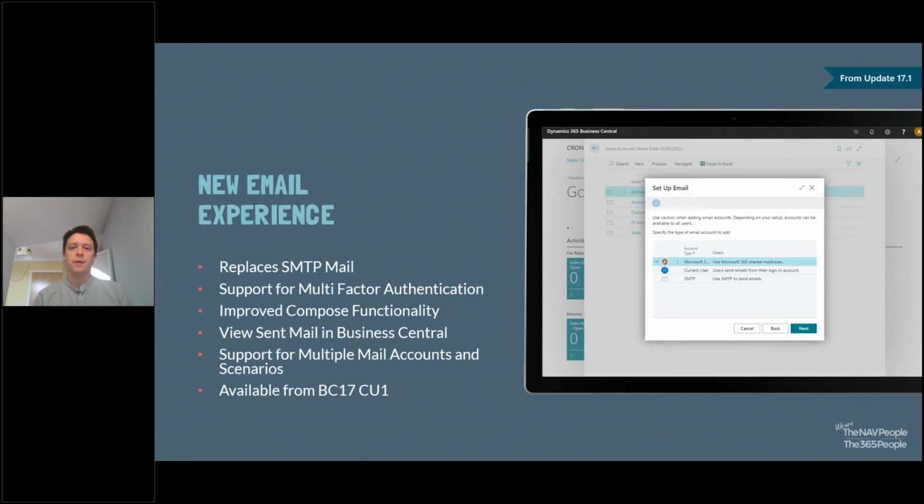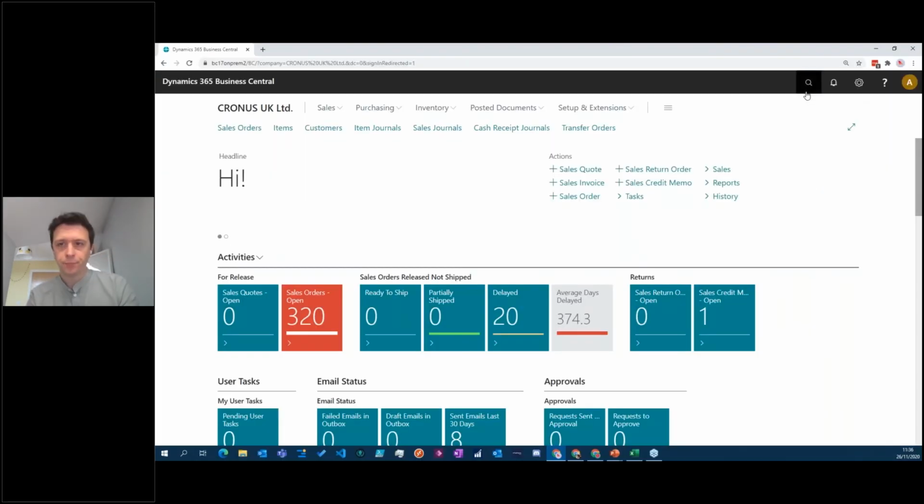Lastly, they've also added the support for multiple mail accounts. So now you can have different email accounts sending different types of documents in different scenarios. So you could say remittance advices come from one address, whereas quotes come from another. So again, let's jump into BC and have a quick look.